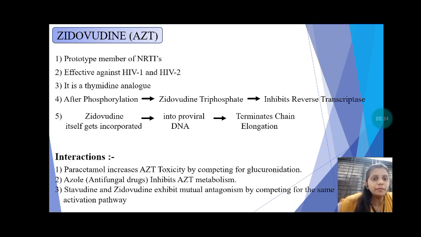Second is the azoles, the antifungal drugs. They inhibit the AZT metabolism, leading to its toxicity in the body. Now, third, stavudine and zidovudine exhibit mutual antagonism by competing for the same activation pathway. Stavudine is another drug which belongs to the NRTIs. This is also a thymidine analog, therefore it competes for the same activation pathway.